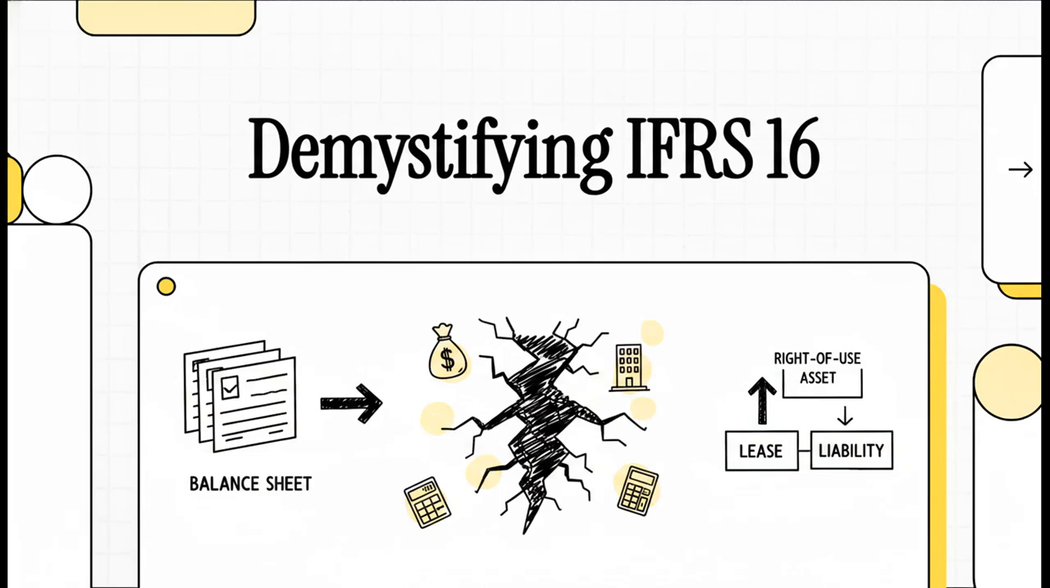Hey everyone, let's jump right into this explainer and unpack a seemingly simple rule change that will literally drag an estimated $3 trillion of hidden debt right onto corporate balance sheets globally. If you deal with financial statements in any capacity, you already know that the IFRS 16 accounting standard fundamentally changed how businesses report their leases. It was an absolute earthquake for the balance sheet, and that is exactly what we're going to decode today.